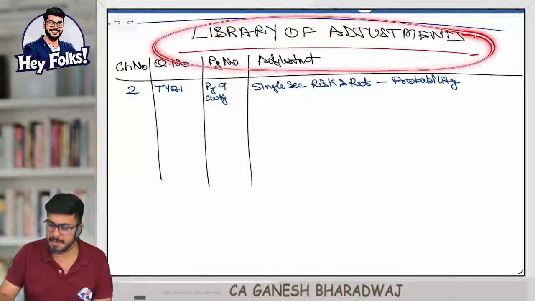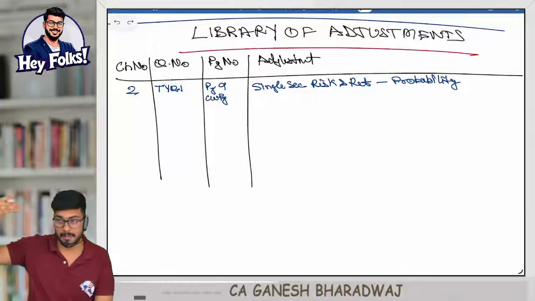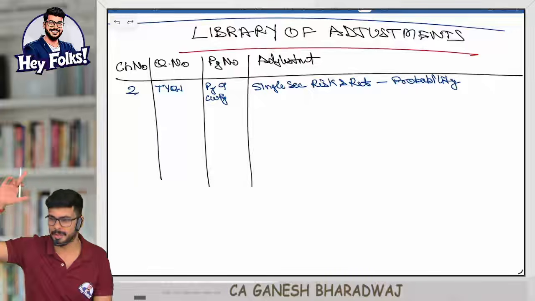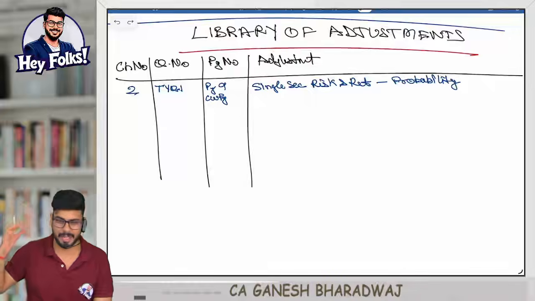And this library of adjustment is not the name which I gave. This was given by my faculty, my FR, Financial Reporting faculty, MP Vijay Kumar sir. He's currently a Central Council member, and he's a legend. People literally worship him. He's from, I think, Visakhapatnam or Vijayawada. A legend in the subject, FR, Financial Reporting.